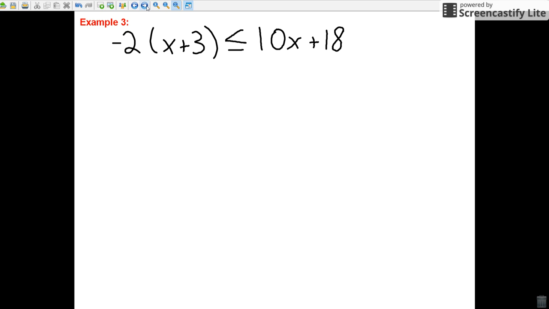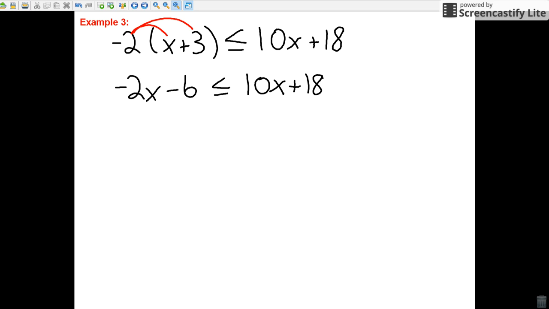Our final example of the day says negative 2 times x plus 3 is less than or equal to 10x plus 18. We must first eliminate the brackets by distributing the negative 2 to both terms, leaving us with negative 2x minus 6 is less than or equal to 10x plus 18.